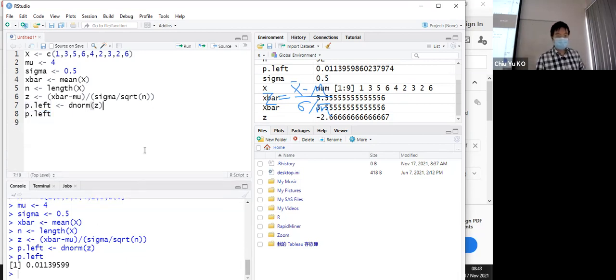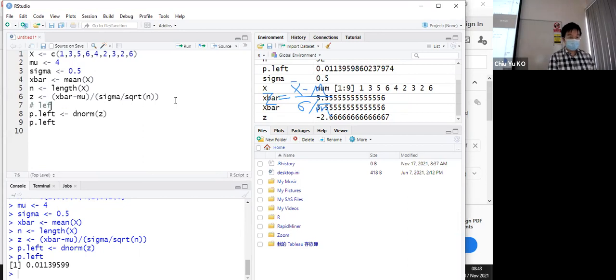So I give you a... So this is the left tail. Okay, this is left tail p-value. So what I want is to do two things. I want to do the right tail p-value, and I also want to do the both tails p-value. Okay.